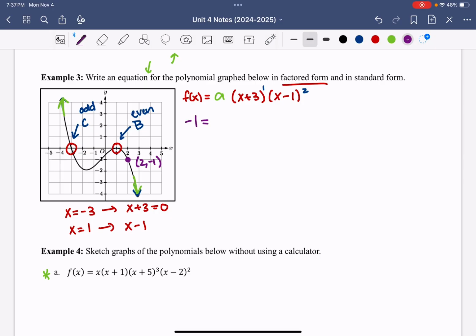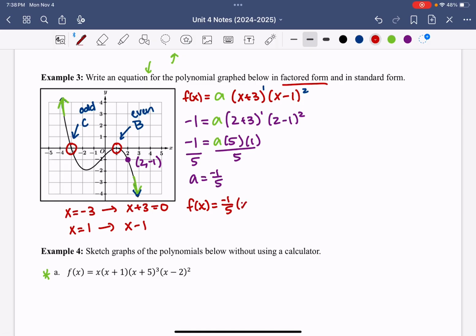So my output is -1. A is what we're solving for, and then 2 is my x value, so I'm going to have 2 plus 3 raised to the first power, and then 2 minus 1 squared. Okay, so this is going to be 5 times, 2 minus 1 is 1, 1 squared is 1. So dividing by 5, it looks like a is equal to -1/5. So our function in factored form is equal to -1/5 times x plus 3 times x minus 1 squared.